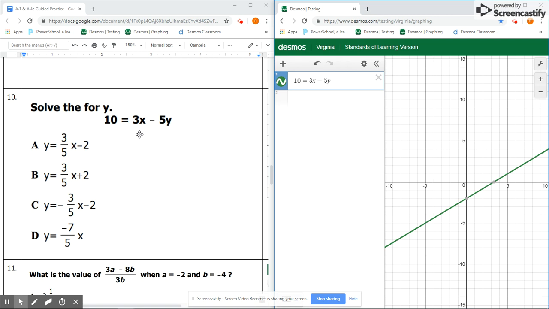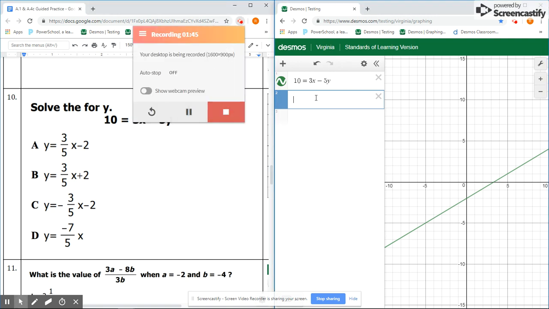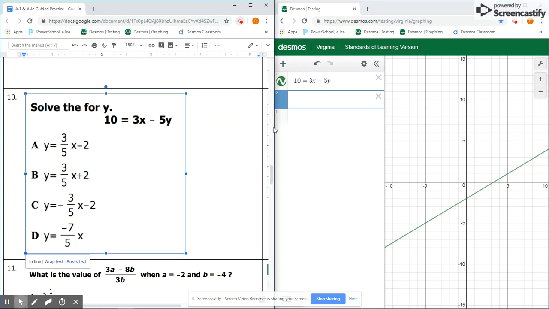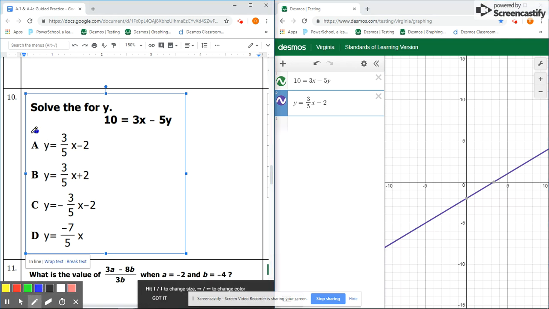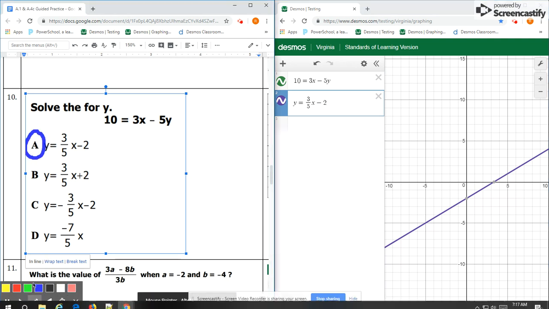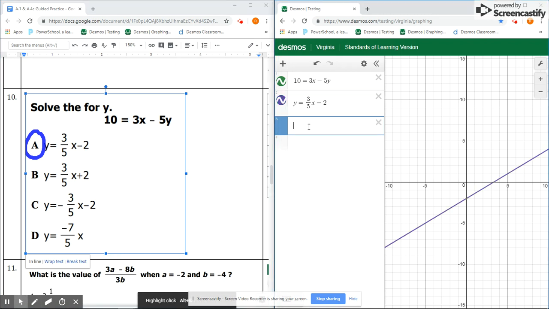Now I'm going to check all of them because sometimes it's going to say circle all the equations that are equivalent to this. So I'm going to plug in each of them, see which ones are true. I'm going to do y equals 3 over 5x minus 2. Okay, so we're going to type in y equals 3 over 5x minus 2. And actually if I look, that's the exact same line. So I know that this is going to be an answer. But I'm just going to check all the other ones just to make sure.